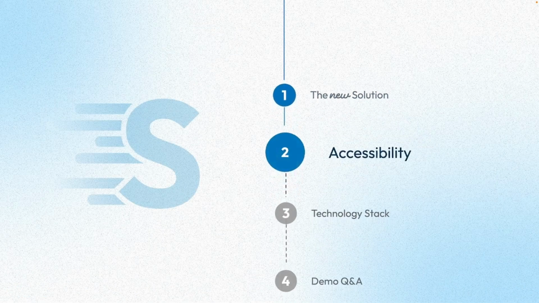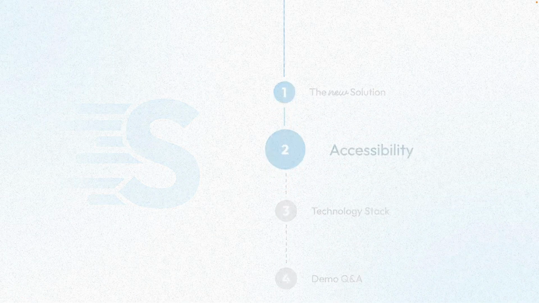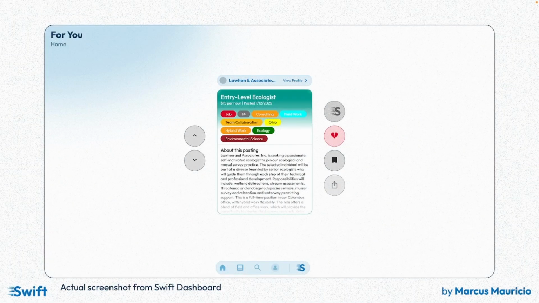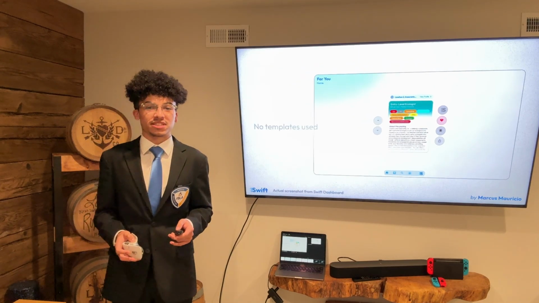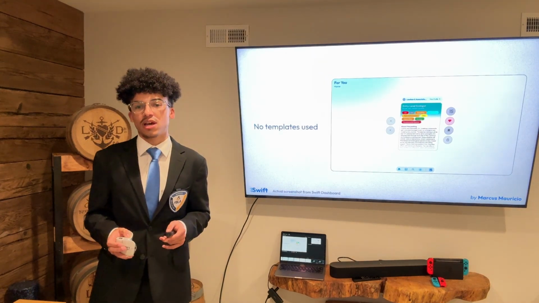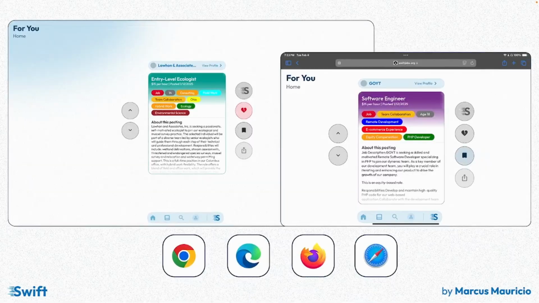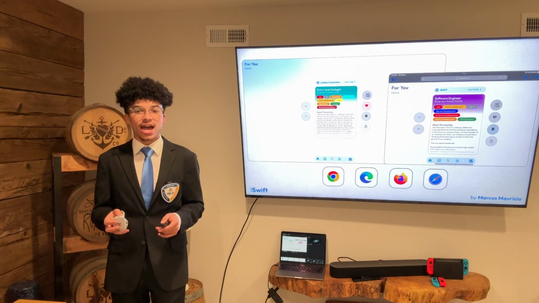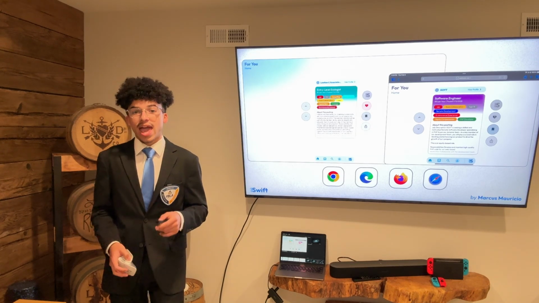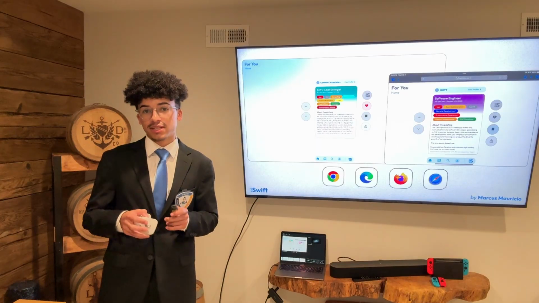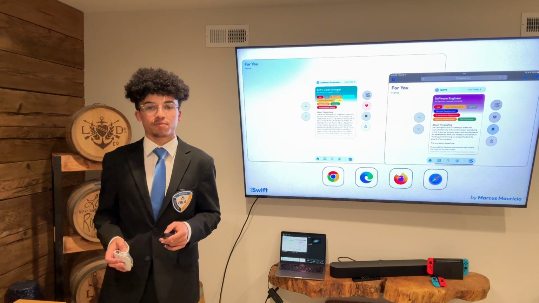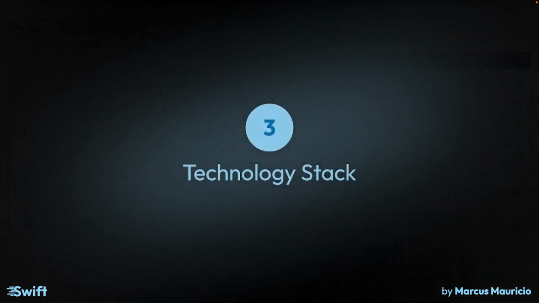Now, let's talk accessibility. Swift is designed to be clean, consistent, and simple. And I was able to accomplish this by developing custom components without any templates. Swift is compatible with major web browsers like Chrome, Edge, Firefox, and Safari, and it can be used on your desktop, laptop, or tablet. Moving on to Swift's technology stack.